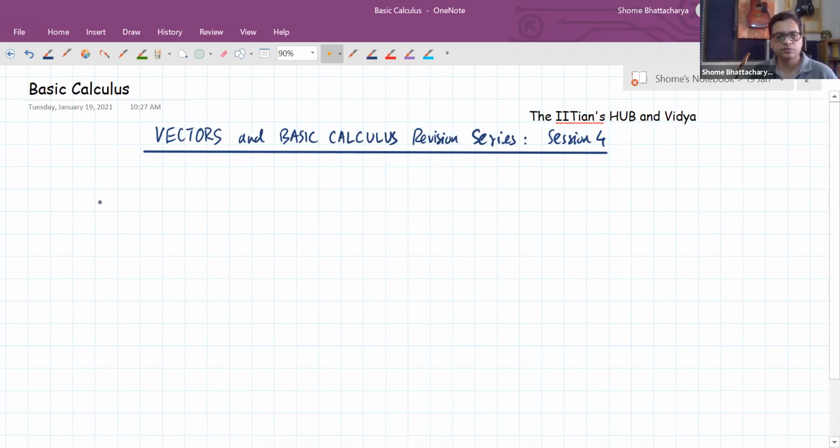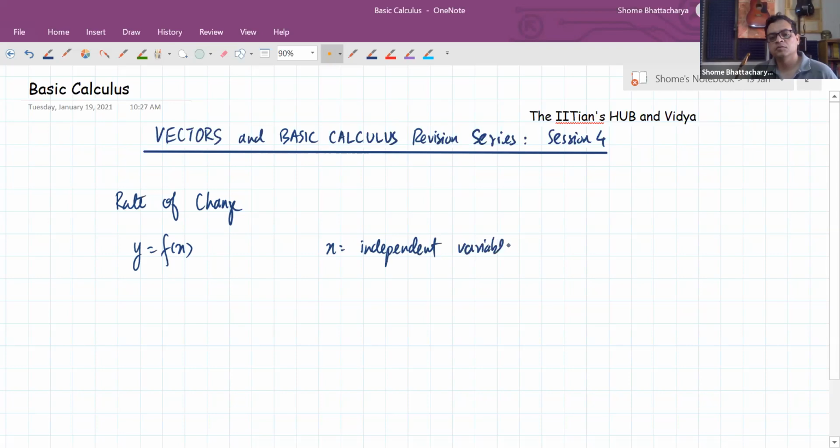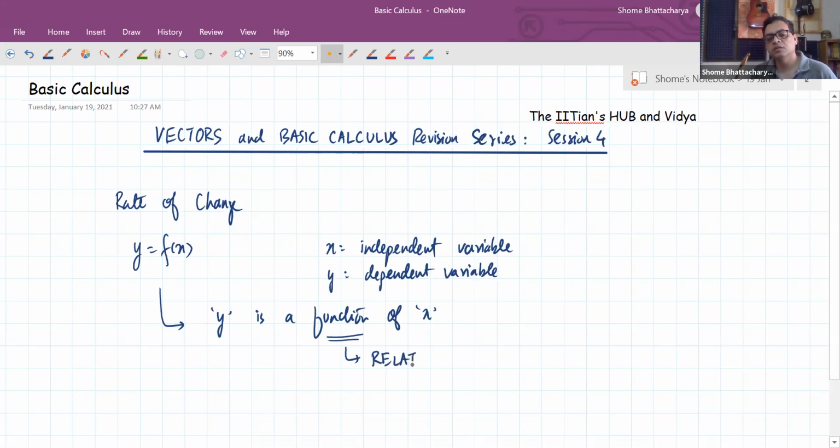So let's start with the concept of rate of change. Okay. So if we have a function of a single variable, where x is what we call the independent variable and y is the dependent variable. Essentially what this statement is telling us is that y, the dependent variable, is a function of x, where the function is some kind of relation between x and y. Typically it is a relation which gives us a unique value of y for every independent value of x, such that y has a unique value for every given value of x.